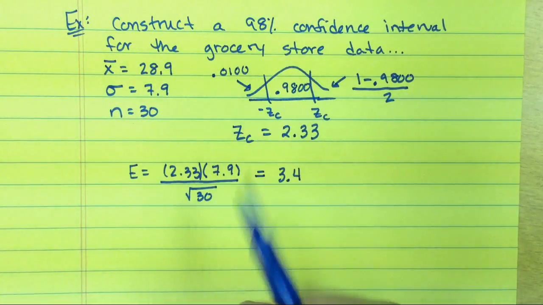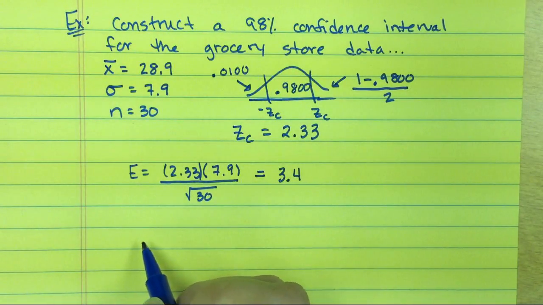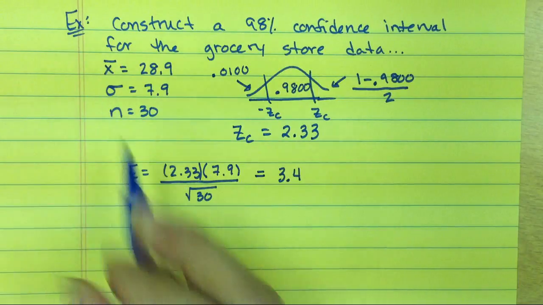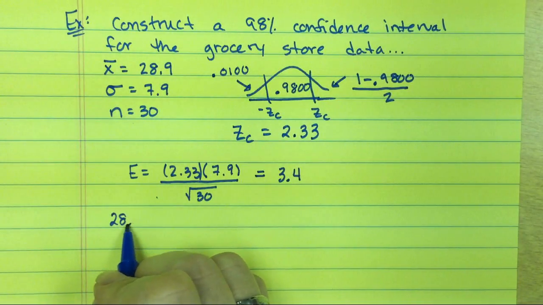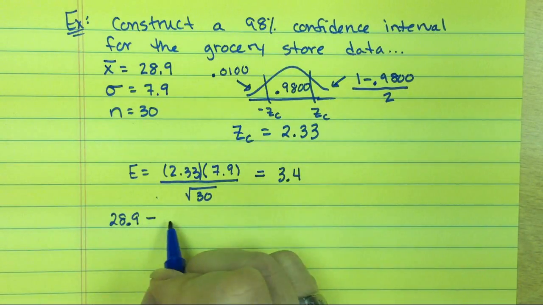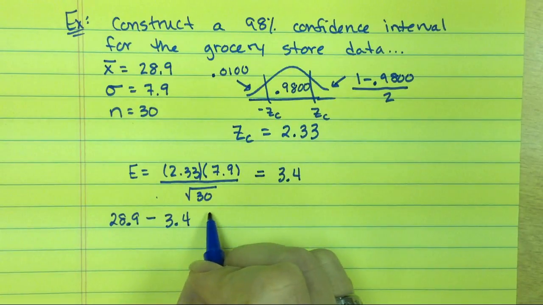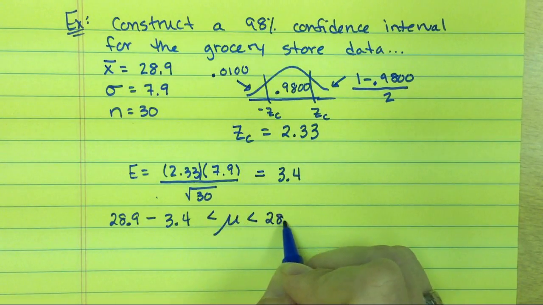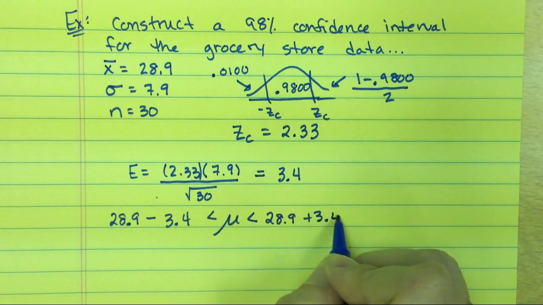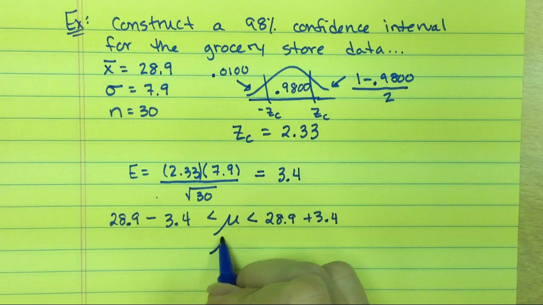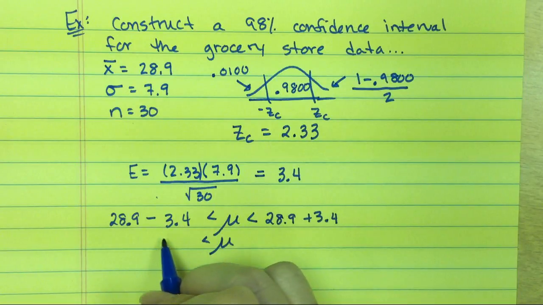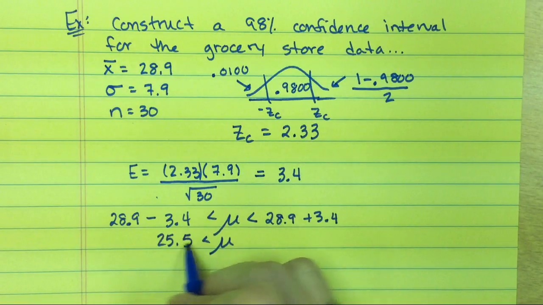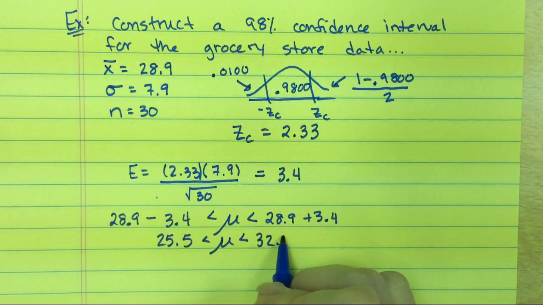The last thing we do is construct our interval, and we do that by taking our point estimate, which was x bar, so 28.9, minus our margin of error, 3.4. And the mean is going to be between that value and 28.9 plus 3.4. So our mean is going to be in between 25.5 and 32.3.